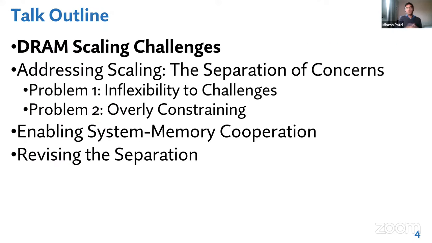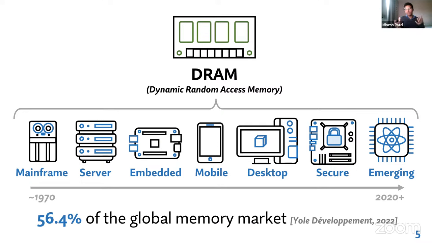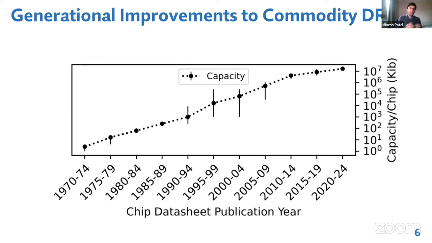I'll start out with some overview about DRAM scaling challenges. DRAM is central to all manner of computing systems because it has served as main memory over five decades and growing, and it's still going strong. We have a range of different computing systems that benefit from this technology. Today we see that DRAM makes up over half of the global memory market, the bulk of the remainder being NAND flash memory. Across all of these decades, DRAM-based systems have benefited from significant advancements in DRAM design.